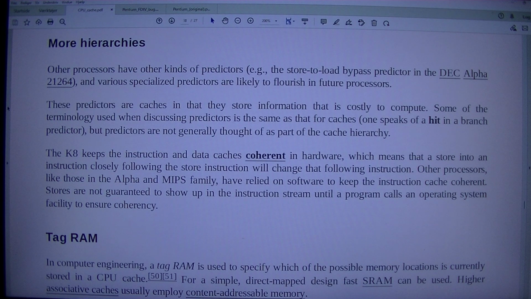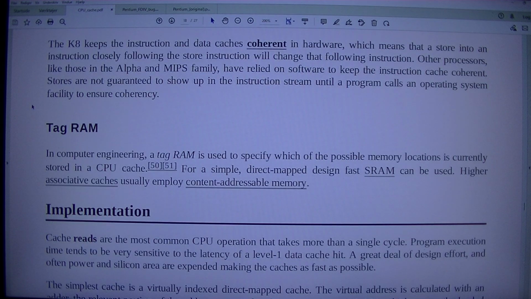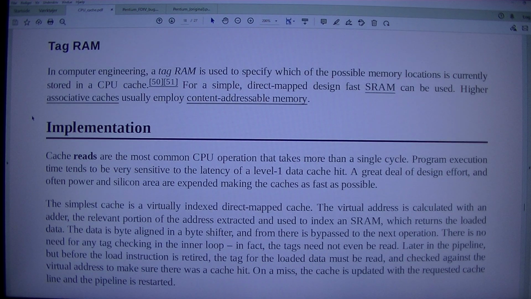Hardware, which means that a store into an instruction closely following the store instruction will change that following instruction. Other processors, like those in the Alpha and MIPS family, have relied on software to keep the instruction cache coherent. Stores are not guaranteed to show up in the instruction stream until a program calls an operating system facility to ensure coherency. Tag RAM. In computer engineering, a tag RAM is used to specify which of the possible memory locations is currently stored in a CPU cache.